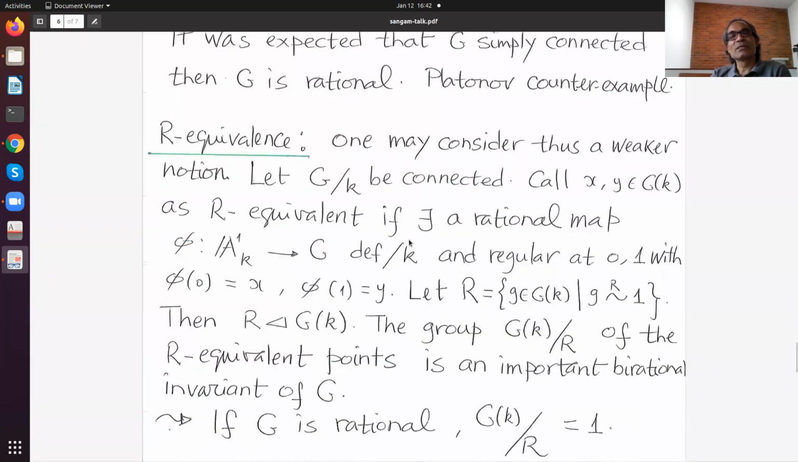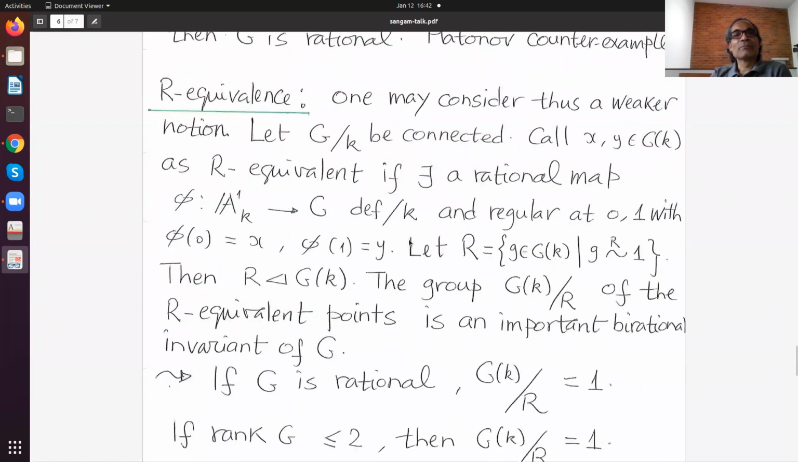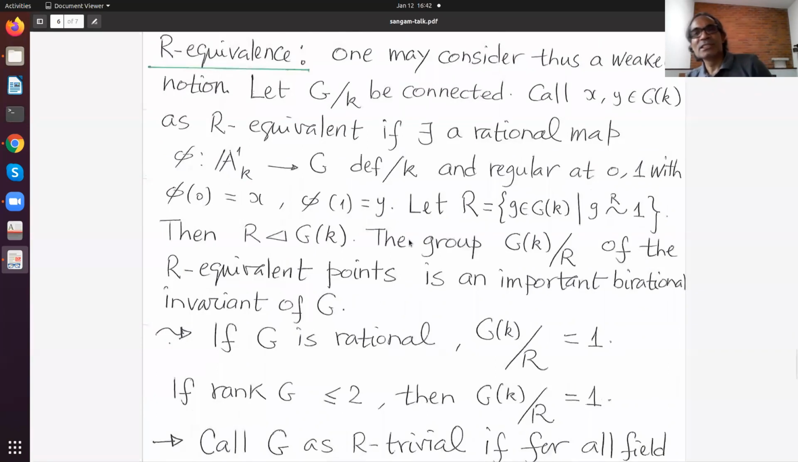So let's consider now this notion of R-equivalence. Let's take a connected group G. Take two K-rational points x and y in G. Let's call them R-equivalent if I can find a rational morphism from the affine line to G, defined over K and regular at the two points 0 and 1, such that at 0 I have x and at 1 I have y. So you can think of this as some kind of path joining x and y within the group of K-points.